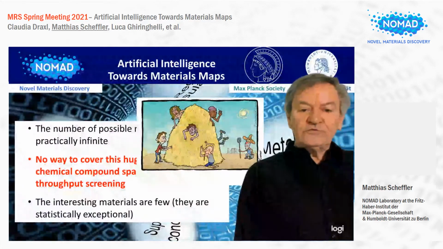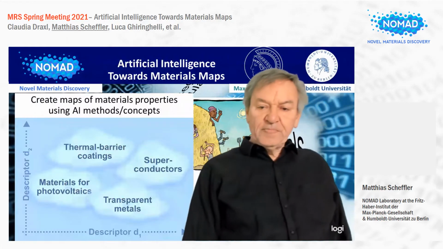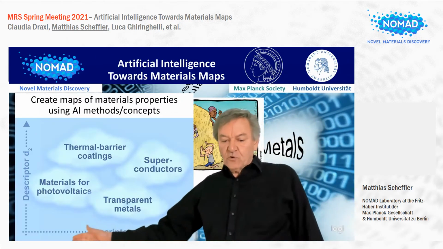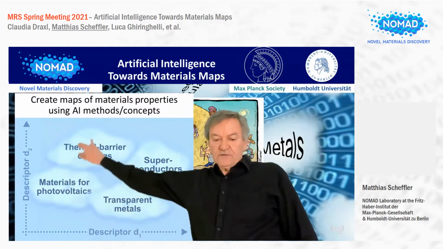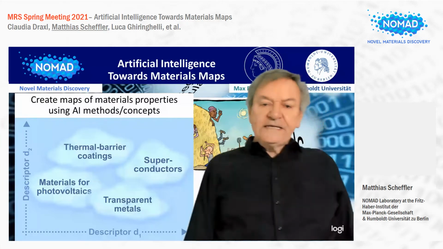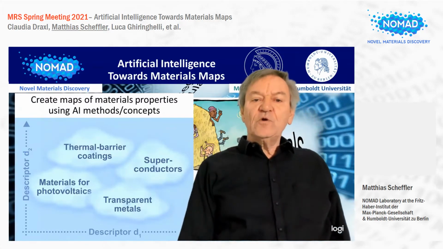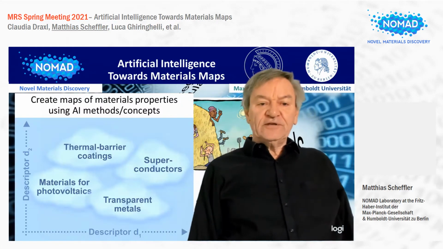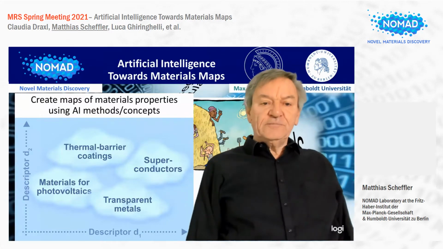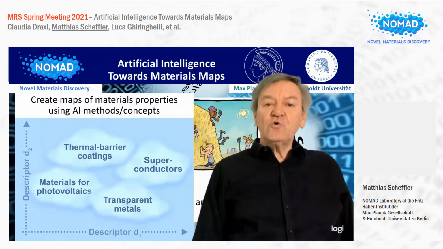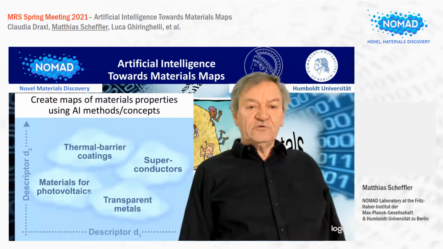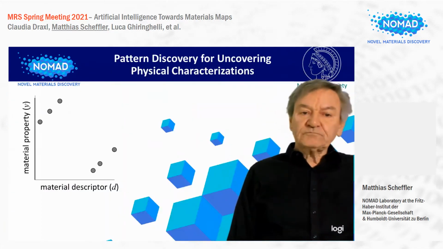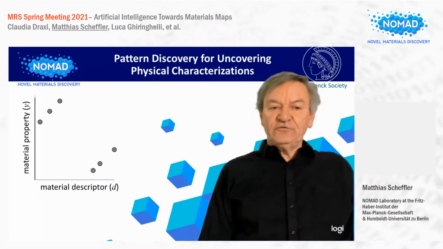A route towards a solution is to create maps of the materials' properties and functions. These maps rely on the knowledge of the appropriate coordinates, here called descriptor D1 and descriptor D2. Only if we have found the appropriate descriptors may we discover such a map where in relatively small areas there are the materials that are good superconductors, and in other areas there are materials for photovoltaics and so on. In my talk, I will show how this coordinate system, that is the two or more descriptors, can be found by artificial intelligence. Pattern discovery for uncovering physical characterizations.